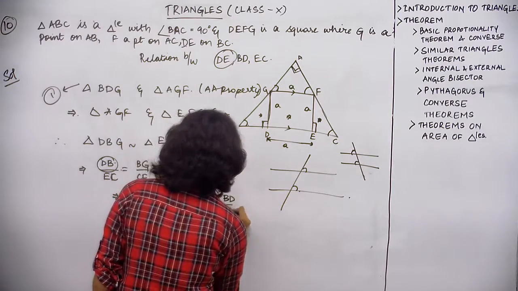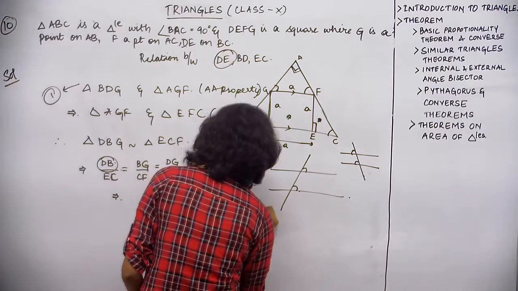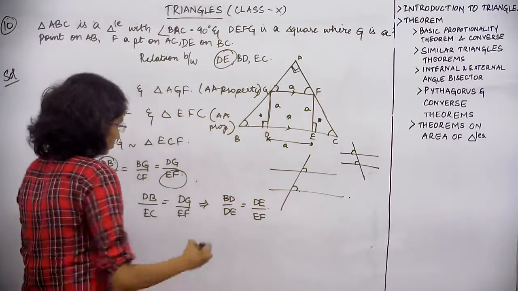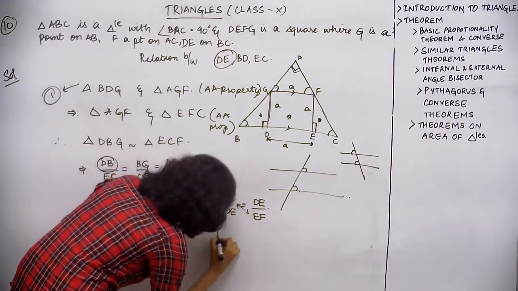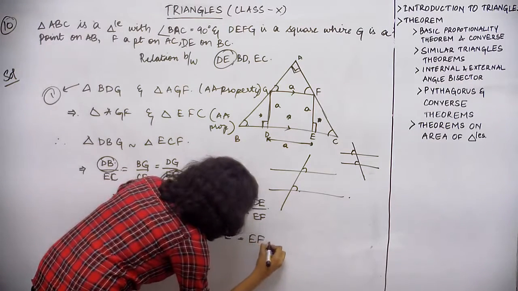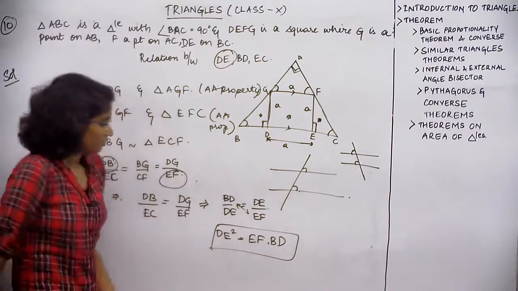BD by DE is equal to DE by EF, right? So cross multiplication, DE square is equal to EF into BD. That gives you the answer.